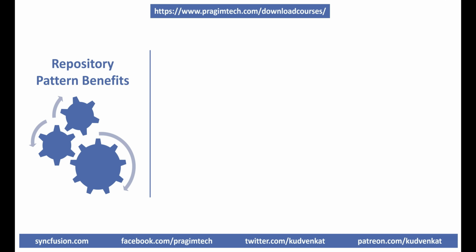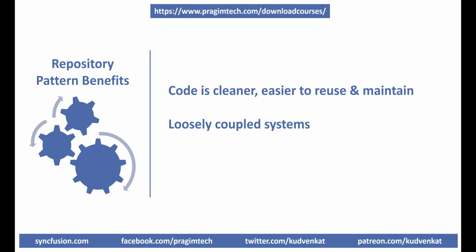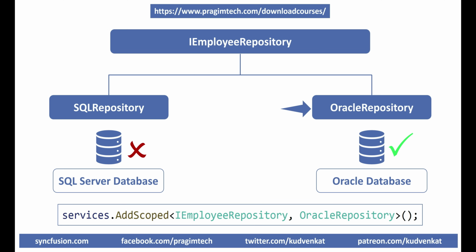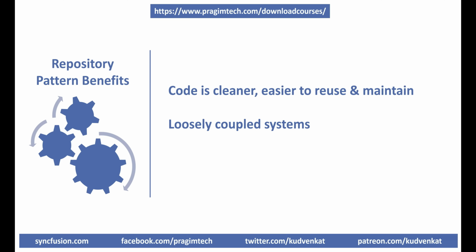What are the benefits of a repository pattern? Well, there are many. The code is cleaner and easier to reuse and maintain. Enables us to create loosely coupled systems. For example, if we want our application to work with Oracle database instead of SQL Server database, implement an Oracle repository that knows how to read and write to Oracle database and register Oracle repository with the dependency injection system. In a unit testing project, it is easy to replace a real repository with a fake implementation for testing.